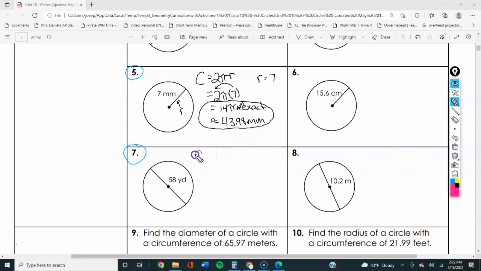Now when I do 7, circumference equals 2 pi r. Now for this one, my radius is half of 58, right? Which according to my calculations is 29. Now again, you don't have to do this step. You could have just done 58 pi, but I want you to get used to finding the radius every time. So 2 times pi times 29. So my exact answer is 58 pi. And my approximate answer, when I plug that in a calculator, is 182.21 yards. Okay. I'm going to pause for a second.